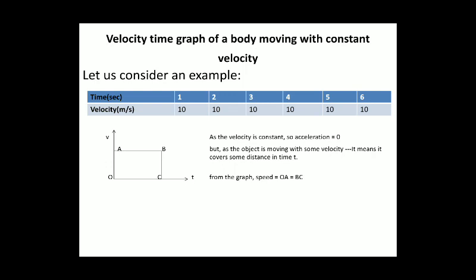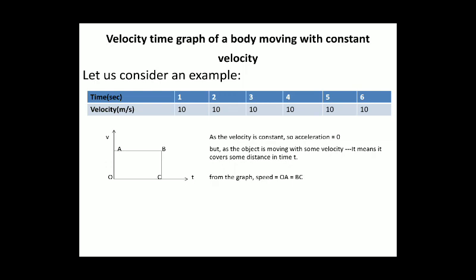As the velocity is constant, and you all know the formula, acceleration is equal to v minus u upon t. V, the final velocity, is 10 at 6 seconds. Initial velocity at 1 second is 10. So change in velocity is 0. So acceleration, change in velocity upon time, is equal to 0. But as the object is moving with some velocity, it means that the object must be covering some distance.